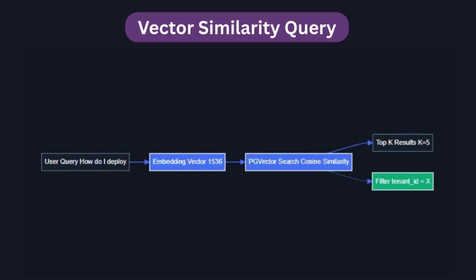Vector similarity search works by converting the query into an embedding and comparing it against stored vectors using cosine distance. The system always filters by tenant ID for security and performance. It retrieves the top K results, typically 5 to 10, to balance relevance and cost. The HNSW index enables fast approximate nearest neighbor search, and additional metadata filters can refine results.